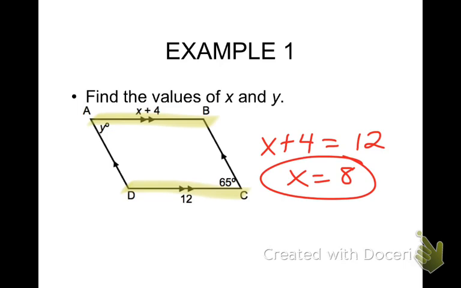Now we need to solve for y. Y is inside an angle, and I know it's attached to an angle because it has a little degree sign there. It's in angle A. Angle A is congruent to angle C, so y would have to equal 65. Good. All right. Don't make it any more challenging than that.